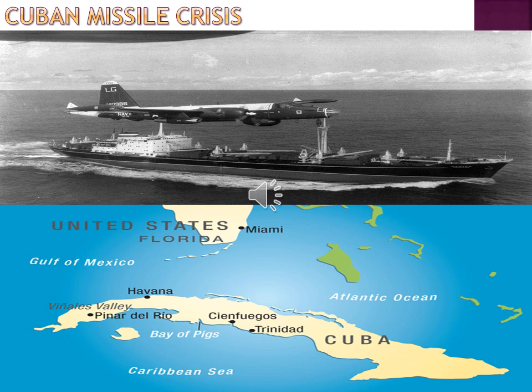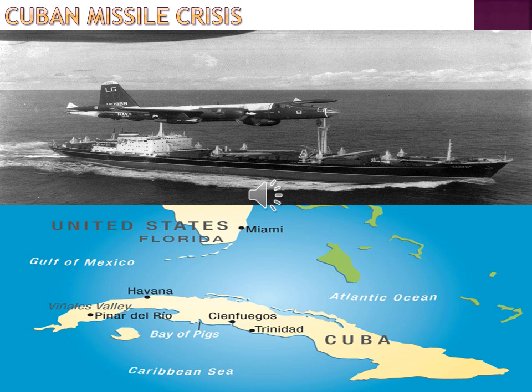The Kennedy government had received intelligence that the USSR was secretly installing nuclear missiles in Cuba. In 1961, the president of America was John F. Kennedy. So the Kennedy government received secret information that Russia was installing nuclear missiles in Cuba.